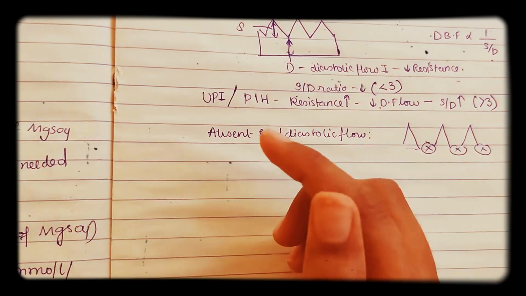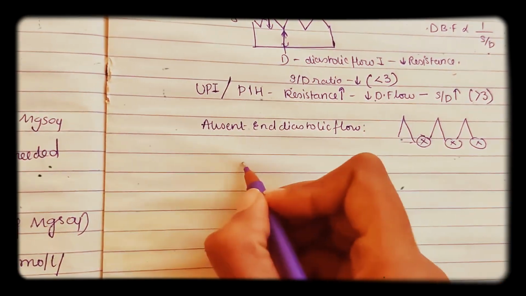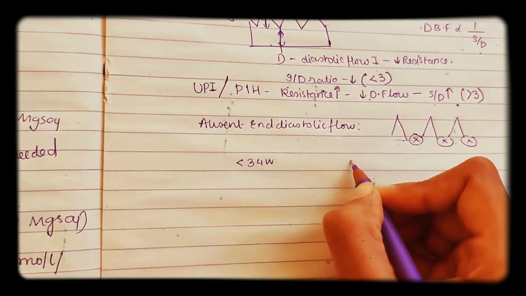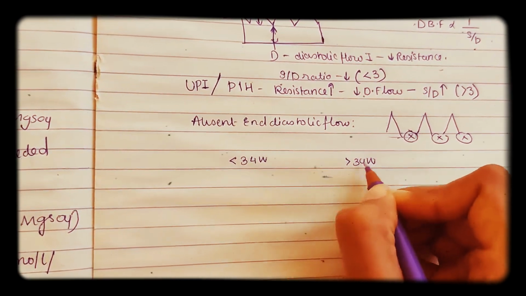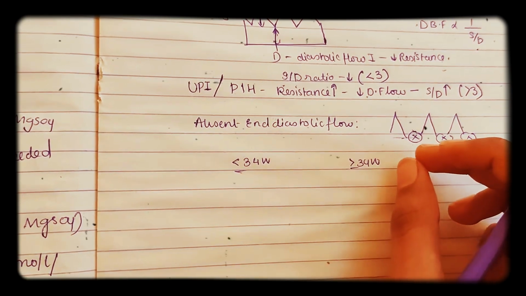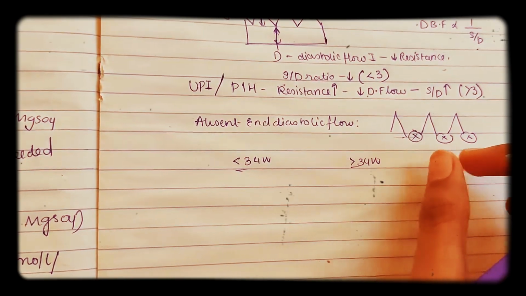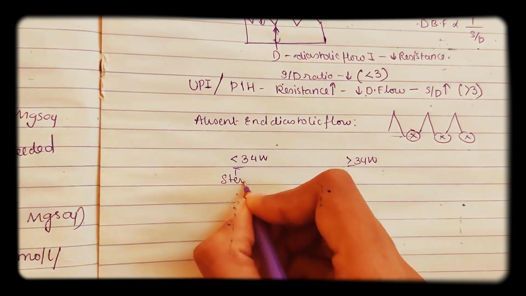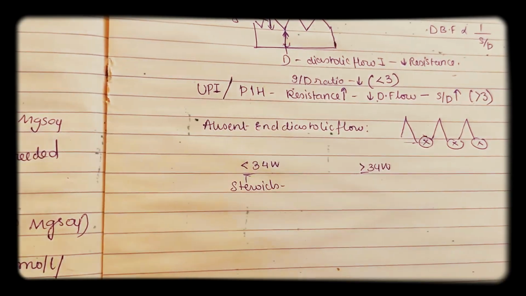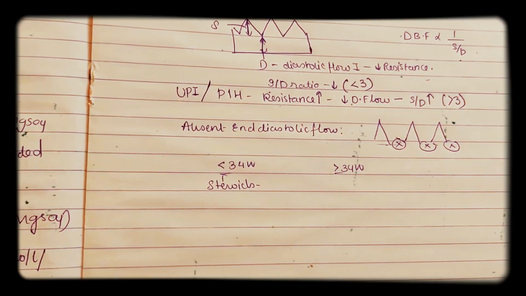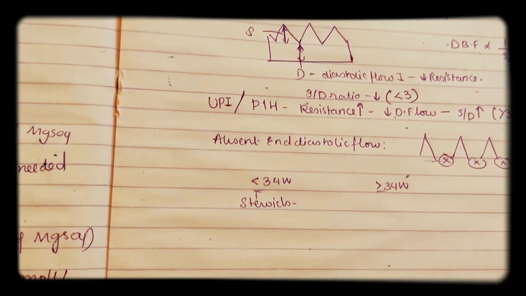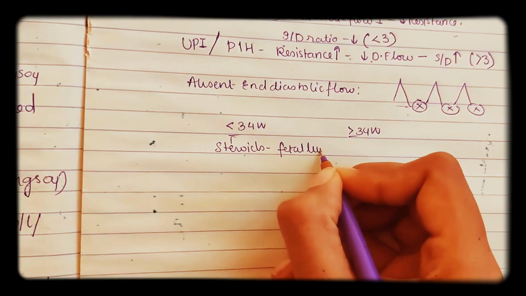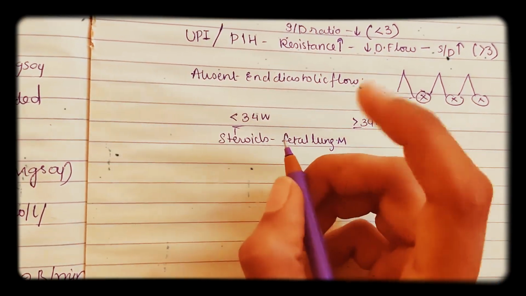And this is divided into two types, that is in the period of gestation, if it is less than 34 weeks or greater than 34 weeks. So in the period of gestation, if this end diastolic flow is absent in less than 34 weeks, then we give steroids first. Why we give steroids? Because we see the fetal lung should mature first, right? So for the sake of fetal lung maturity, we give steroids. Fetal lung maturity, okay, we give first steroids.